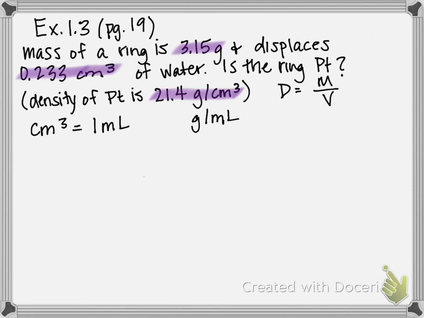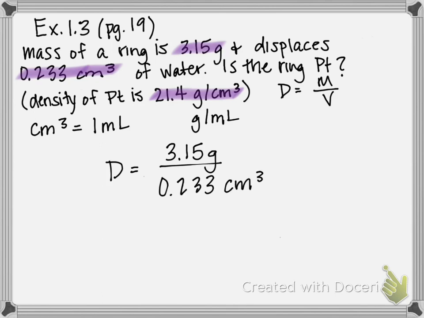So this problem ends up being relatively simple. Density is going to be equal to our mass, which is 3.15 grams, over our volume, which is 0.233 centimeters cubed. You merely divide those two, and we should get a density of 13.5 grams per centimeter cubed.